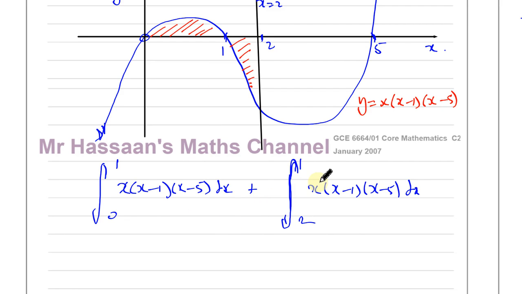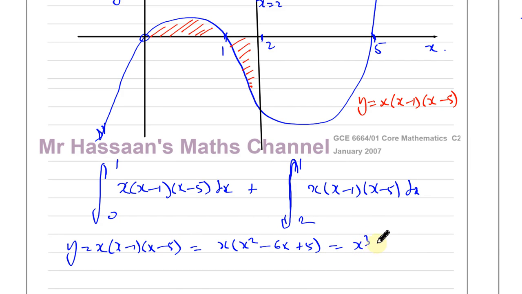So now we have got an idea of what to do. I'm going to just take this and expand it so that we don't have to keep doing the same thing again. So I have x times x minus 1 times x minus 5. When I expand it, I have x times x squared minus 6x plus 5, because you have x squared minus 5x minus x plus 5, which gives you x cubed minus 6x squared plus 5x.